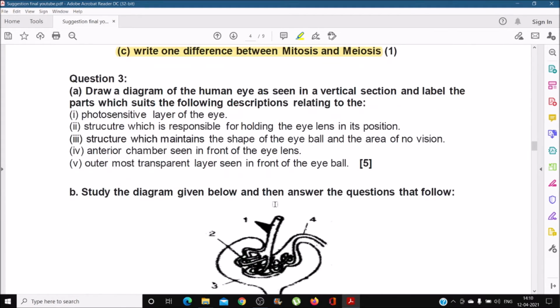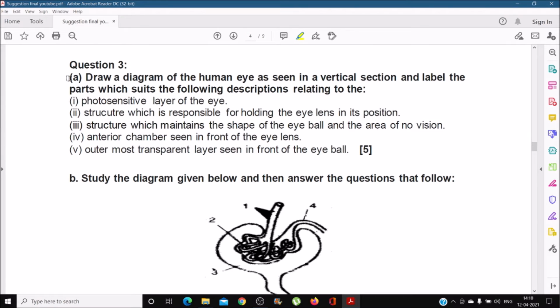Now, question number 3. Draw a diagram of the human eye as seen in a vertical section and label the parts which show the following description relating to them. Photosensitive layer of the eye, structure which is responsible for holding the eye lens in its position, structure which maintains the shape of the eyeball, and the area of no vision. 4. Anterior chamber seen in front of the eye lens. 5. Outermost transparent layer seen in front of the eyeball.